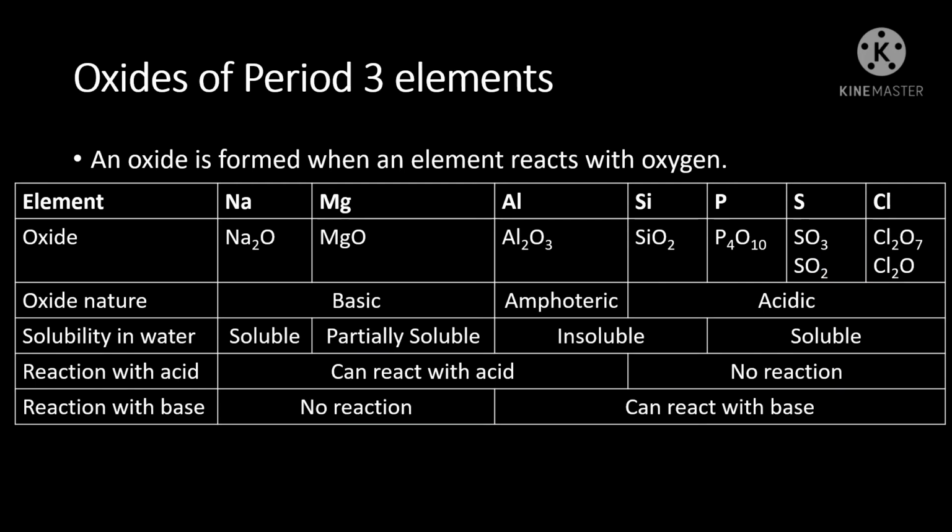Now we move on to look at the nature of the oxides and the solubility of the oxides in water. Sodium oxide and magnesium oxide are basic oxides. Sodium oxide is soluble in water, while magnesium oxide is only partially soluble in water. Since they are basic oxides, they can react with acid to form salt and water. Since they are basic oxides, they have no reaction with base.